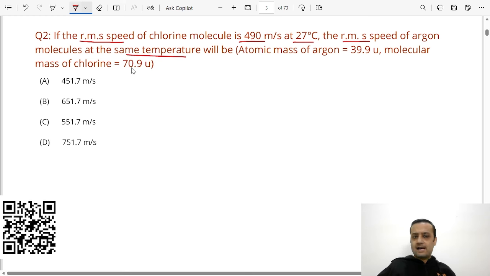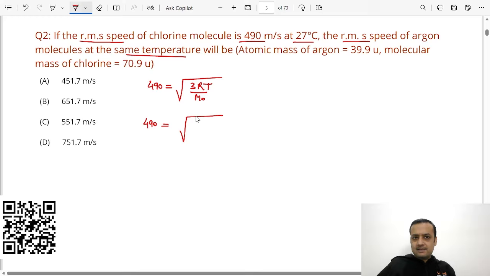So basically for chlorine we will write the RMS speed, which is 490, equals under root of 3RT by molar mass. This is the formula of RMS speed. Now just remember a few points here. Ideally we should put molar mass in kilograms and temperature in Kelvin. But since here I am going to take the ratio, it does not matter whether you put M naught in kilograms or any other unit, because the effect of the non-standard unit will get cancelled.